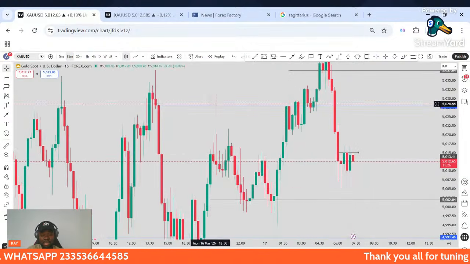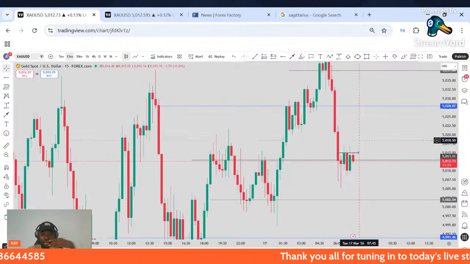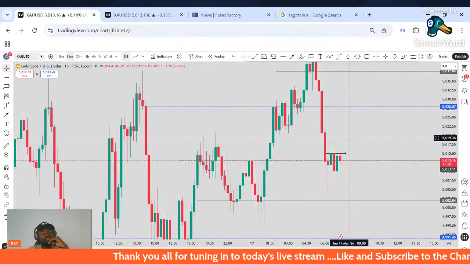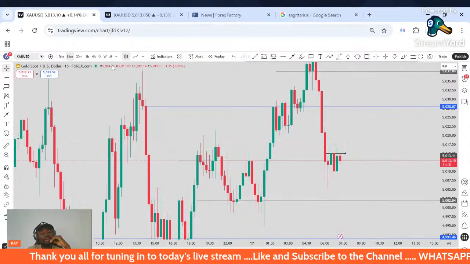Yeah, so price is in a range, so you're not rushing. So as I said, price never closed above this one. It never closed above.